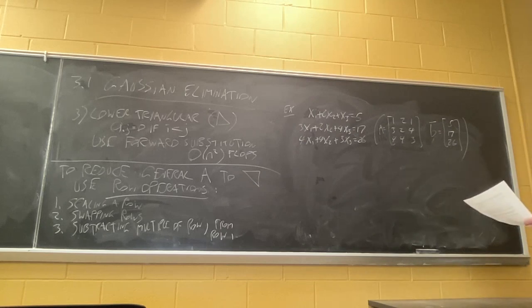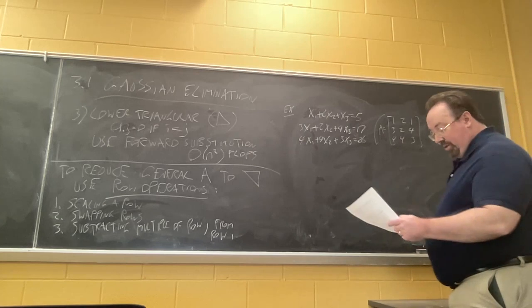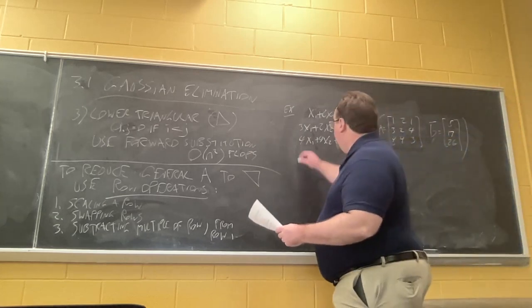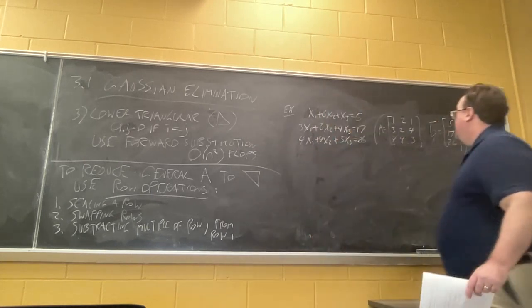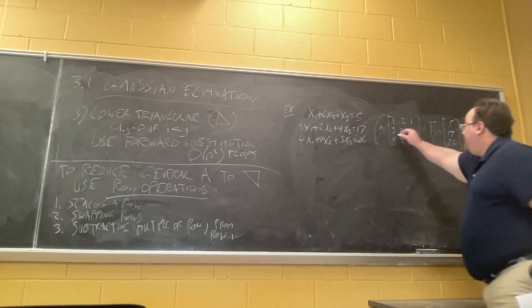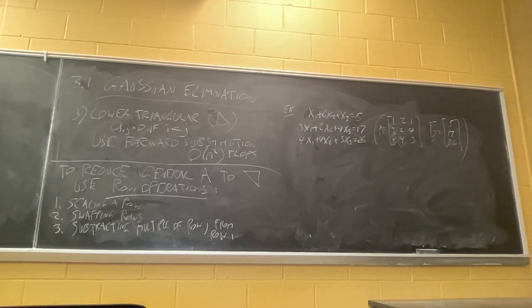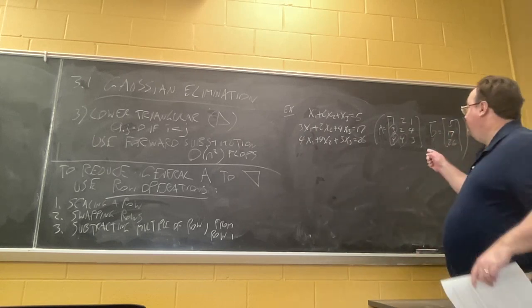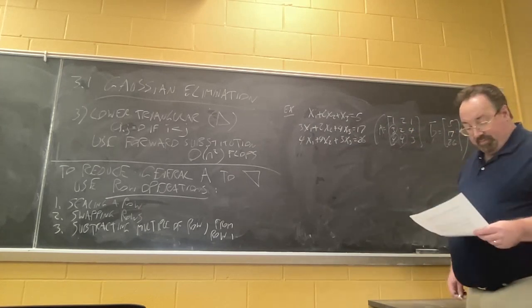So what row operations do we perform? I use a shorthand here for this. First, we're going to work on the first column. We want every entry below the diagonal, this one, this one, to be eliminated. So start with the first column below the diagonal and work our way to the bottom, and then move to the second column, starting below the diagonal and working our way to the bottom. In this case, there's just one entry.